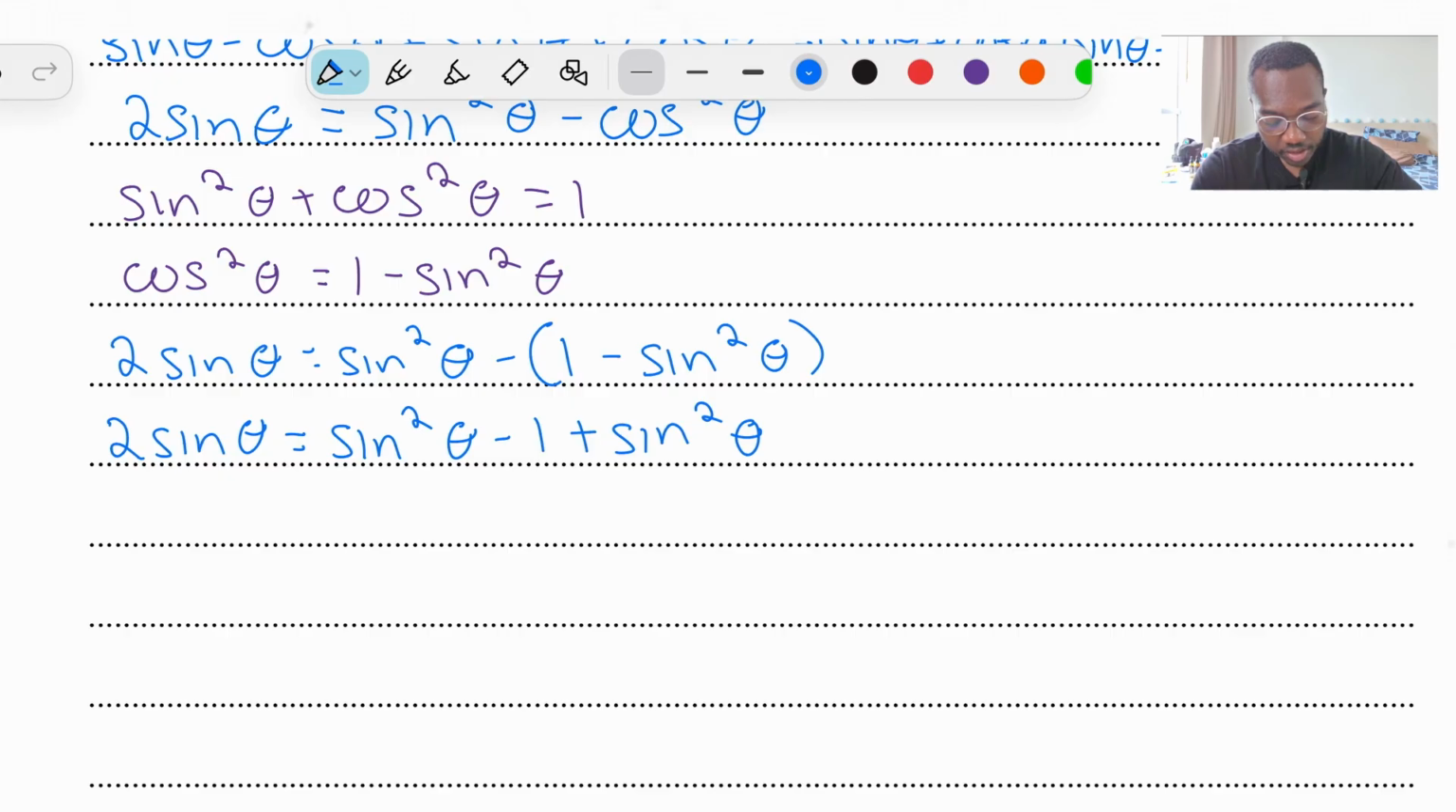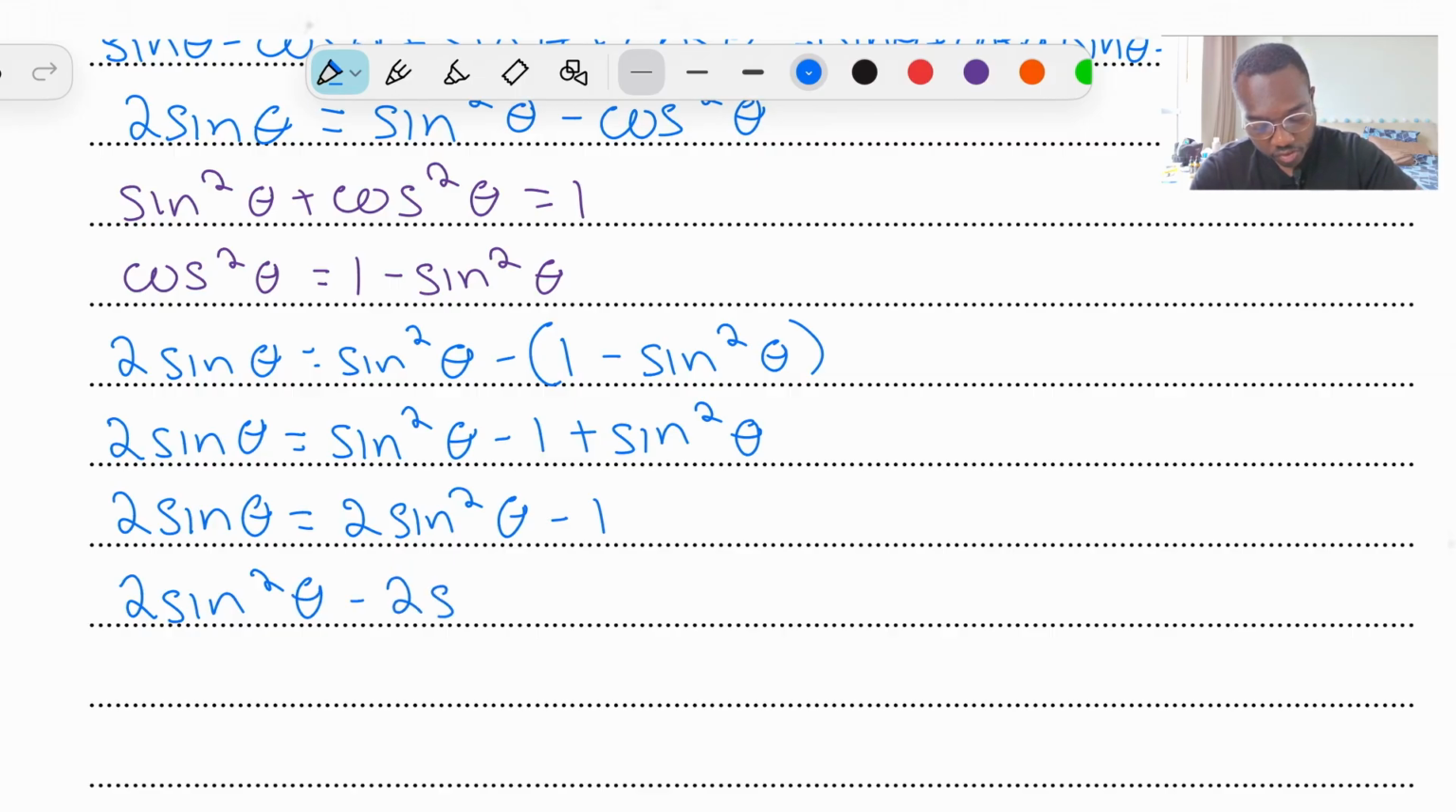And now we end up with 2 sine theta is equal to 2 sine squared theta minus 1. And if we bring everything to the right side, we get 2 sine squared theta minus 2 sine theta minus 1, and that is equal to 0. And yeah, that would be our answer, okay? 2 sine squared theta minus 2 sine theta minus 1 is equal to 0.